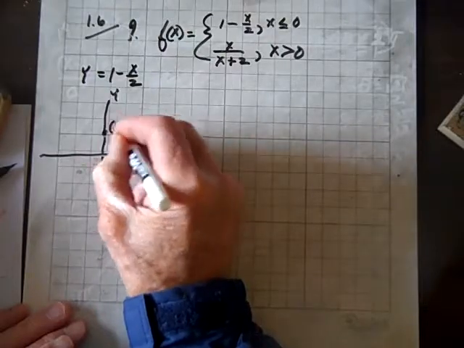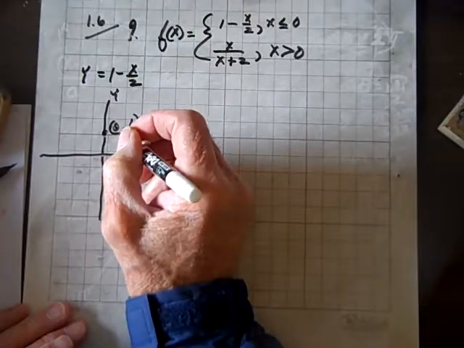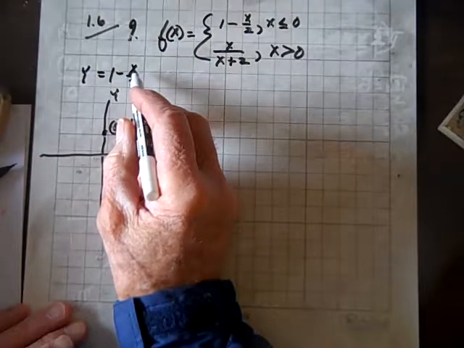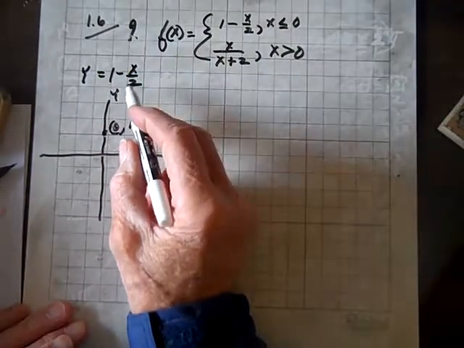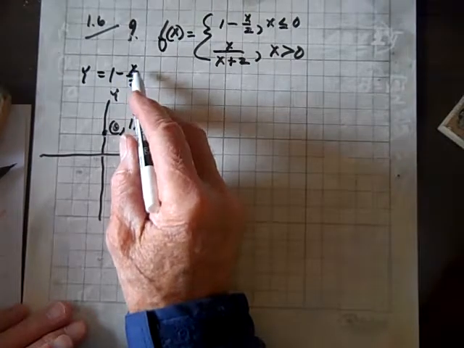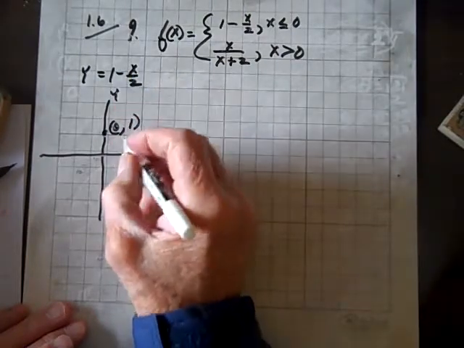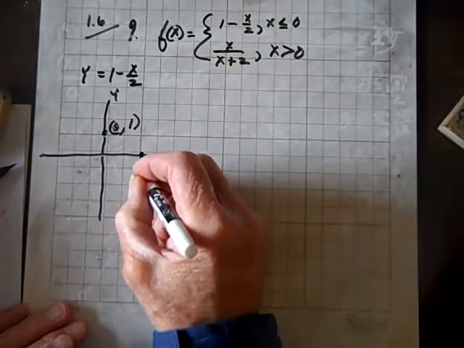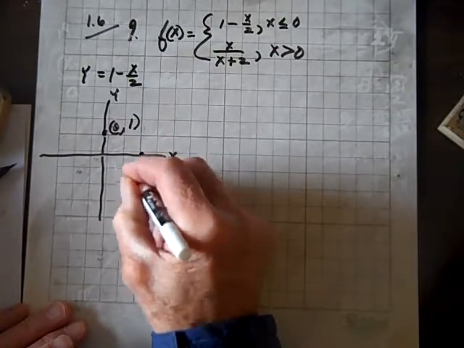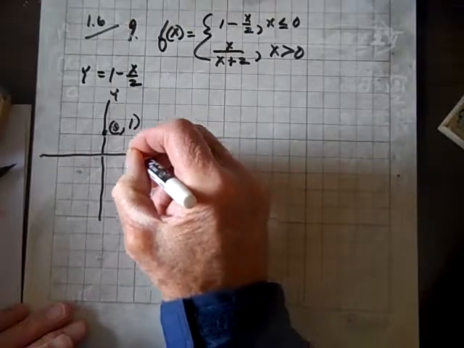0, 1. Now, what value of x will take this to 0? And that would be 2. If x is 2, you'll get 1 minus 1. And so here we are at 2, 0. And now let's graph this thing.